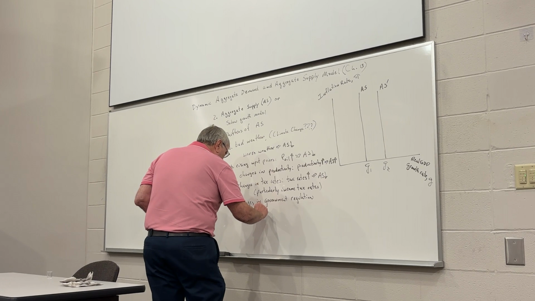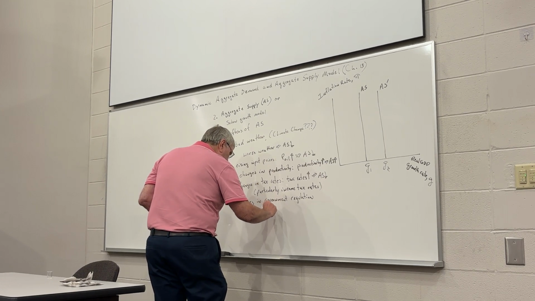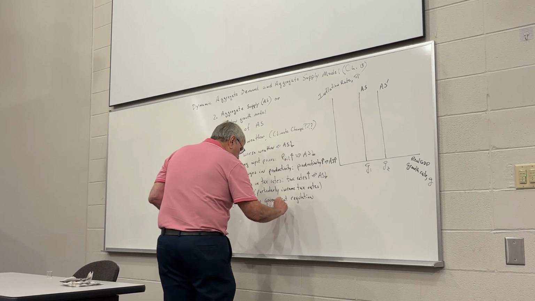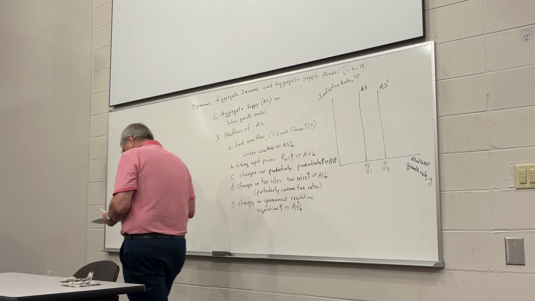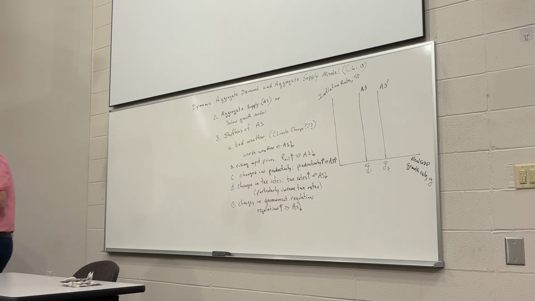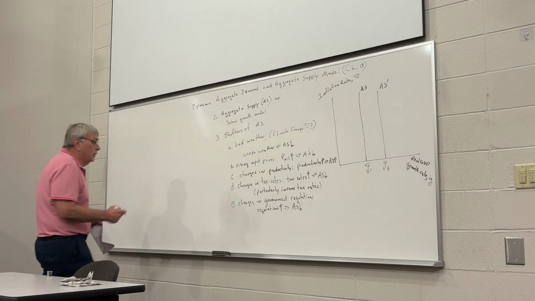Regulations up imply aggregate supply down. The more regulations you have to comply with, the less you're going to supply. Makes it more difficult to supply. Makes it more expensive to supply. Makes it take longer.